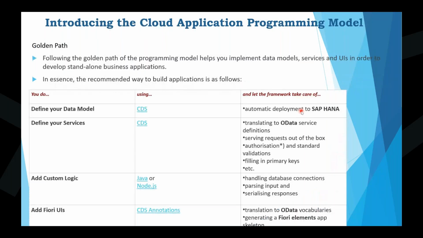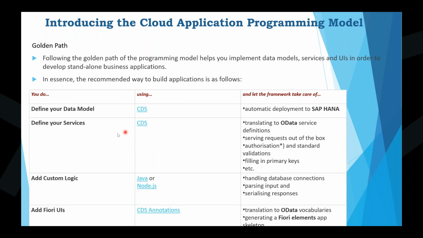Next, golden paths. We said we are bringing you the framework. What is it? It is a framework which helps developers. Following the golden paths of the programming model helps us implement data models, services, and UIs in order to develop standalone applications. The recommended way to develop applications is, for example, defining our data model in CDS, and it will automatically be deployed to the HANA database. Nothing special code is required to deploy to HANA DB.